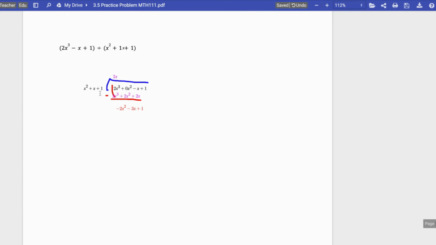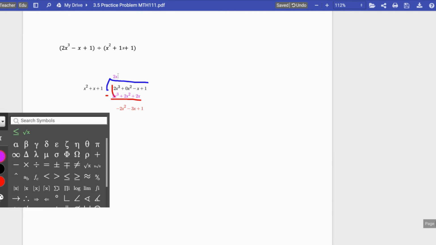All right, now I need to figure out what I can multiply x squared by to get negative 2x squared. Well, I can multiply x squared by negative 2. So I'm going to put minus 2 on top, so 2x minus 2. And then I'm going to do that same process and multiply everything by negative 2. So I get negative 2x squared. Negative 2 times x is negative 2x. And then negative 2 times 1 is negative 2.